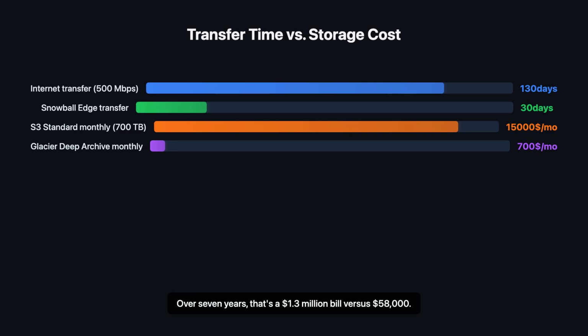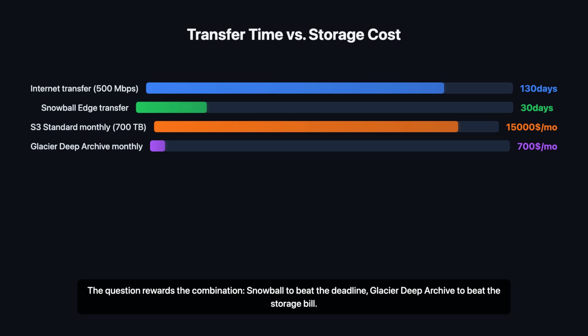Over 7 years? Over 7 years. That's a $1.3 million bill versus $58,000. The question rewards the combination. Snowball to beat the deadline, Glacier Deep Archive to beat the storage bill.